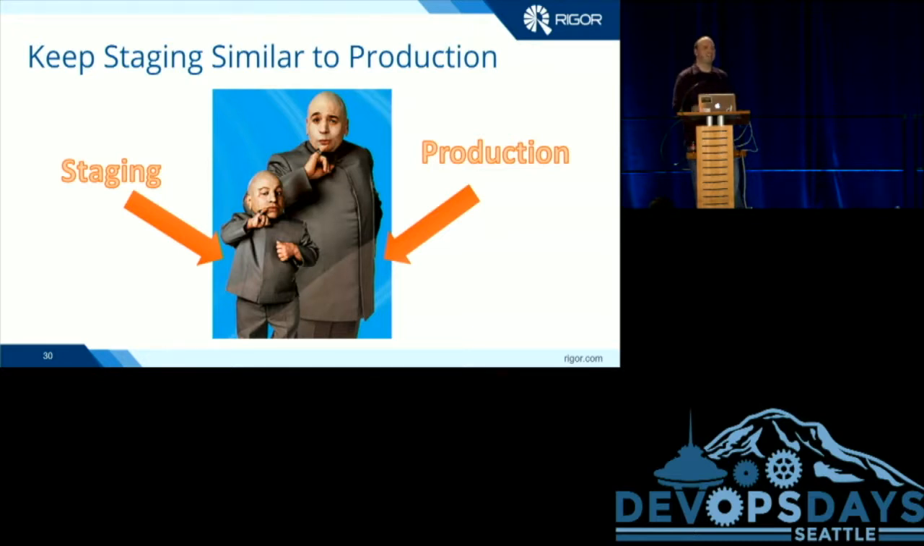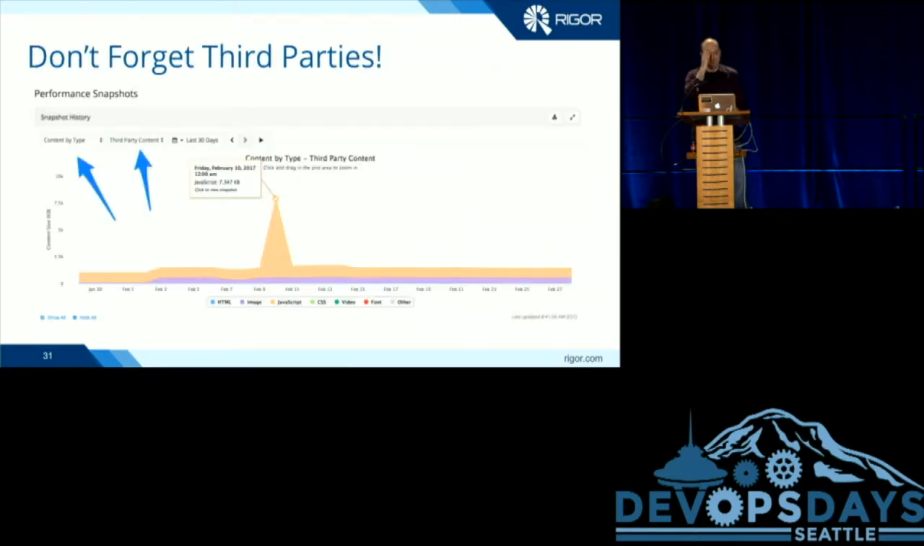But much like Mini-Me, it doesn't have to be the same size as Dr. Evil, but it just needs to be similar to Dr. Evil. So keep staging similar to production. By that, I mean, if you have a load balancer in production, you should have a load balancer in your pre-prod environment. Even if your load balancer has one web head behind it, that's okay. You still want that load balancer there, because how else are you going to know when you are doing your infrastructure as code and you updated your load balancer config that you totally screwed up the algorithm and it's going to pound a thing? So that's an example of, it doesn't have to be at the same scale, but all the parts have to be there. We talked about third parties.